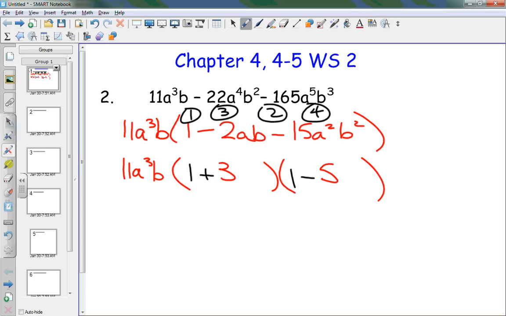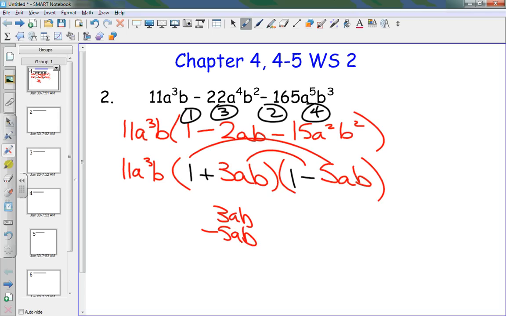Am I done? I need to check inner and outer. I need A squared, B squared. So how do I get an A squared, B squared? I need an A here and a B here. I need an A here and a B here. Inner gives me 3AB. Outer gives me negative 5AB. To give me negative 2AB. Is that what I wanted? Yeah. Do we understand that?